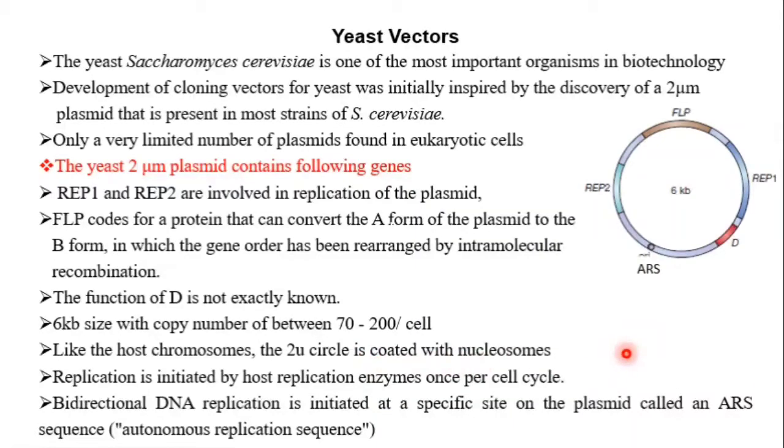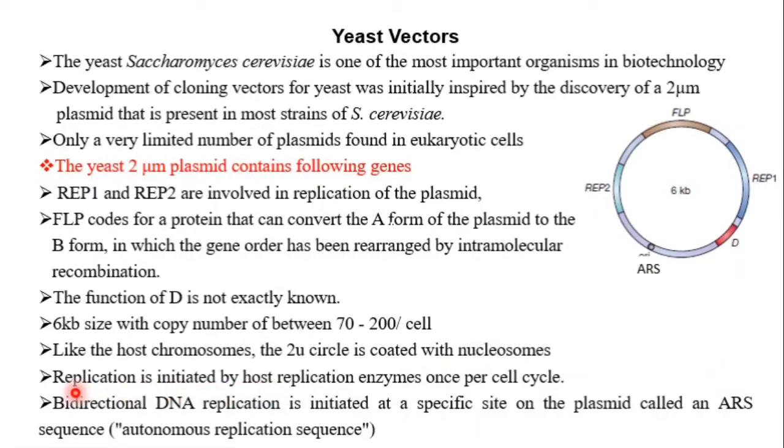In the host yeast cell, replication of this 2-micron plasmid is initiated by the replication enzymes of the host cell. The replication occurs only once per cell cycle. That means replication of this plasmid needs the host replication enzymes once per cell cycle.